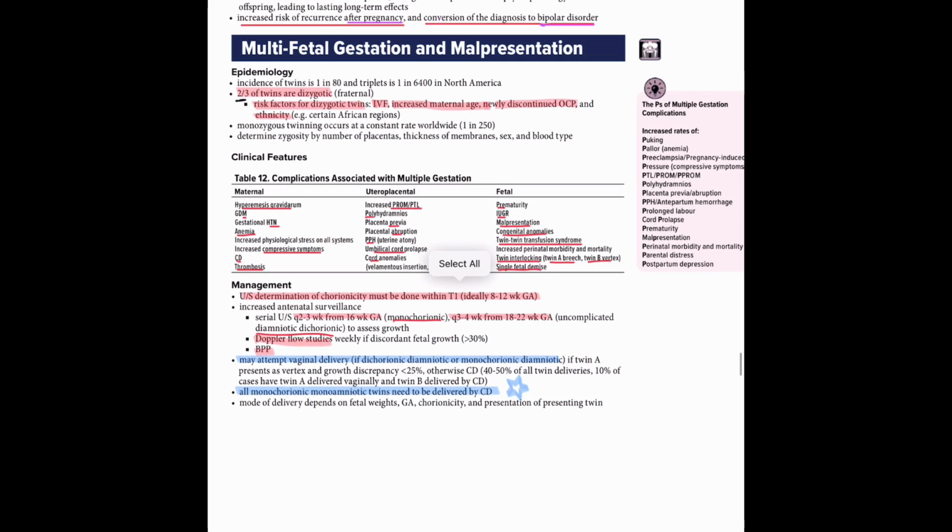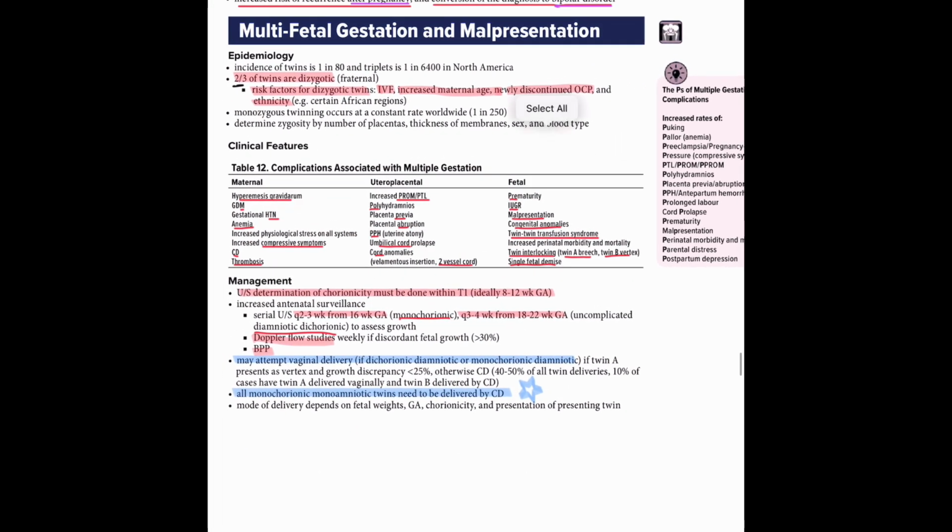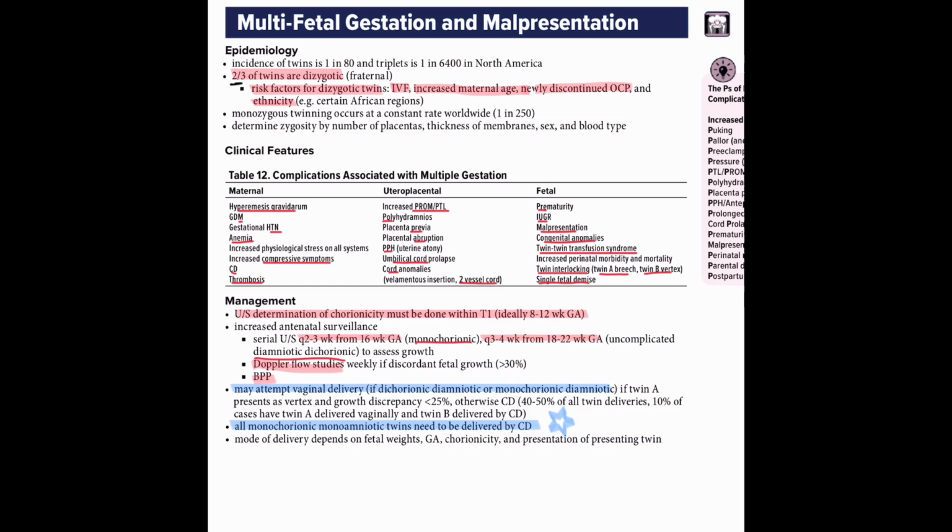Okay, so multi-fetal gestation, it could be two, three, or more. So we're talking about the twins, right? And the twins could be either fraternal or identical. Fraternal are the ones in which there is formation of two different zygotes, not just one egg which gets fertilized and then divided into two. It's two different zygotes in the first place. So there are 2/3 chances of having dizygotic or fraternal twins. So the majority of the twins are dizygotic, 2/3.